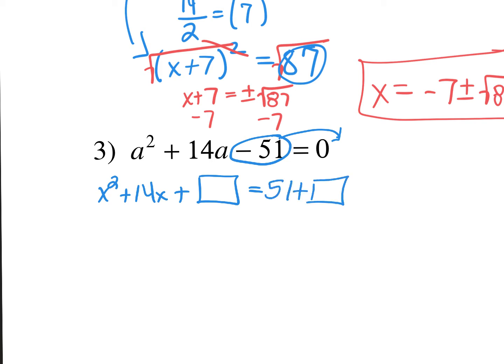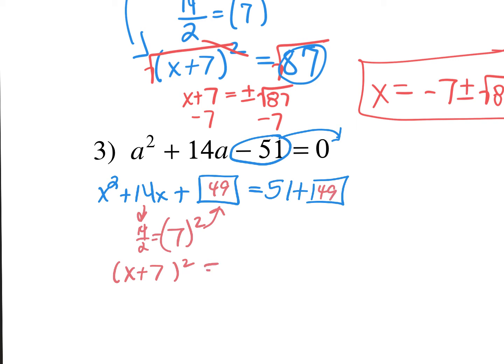Good job, guys. So again, the process is the exact same. We take our b term. I say 14 divided by 2 equals 7. That's going to tell me everything I need to know. What is my parenthesis? X plus 7 squared on the one side. Good. X plus 7 squared. And then when I square 7, I get 49. What you add to one side, you add to the other.